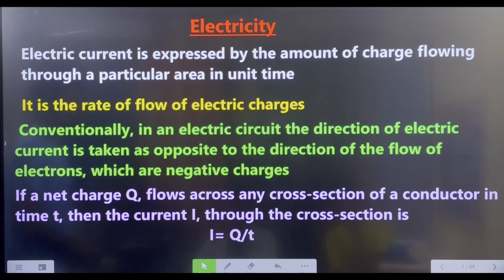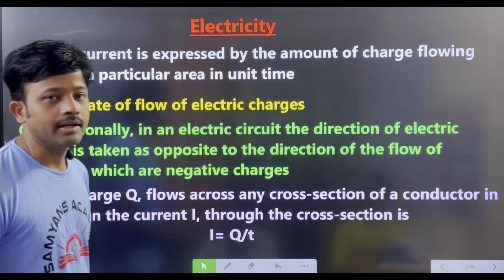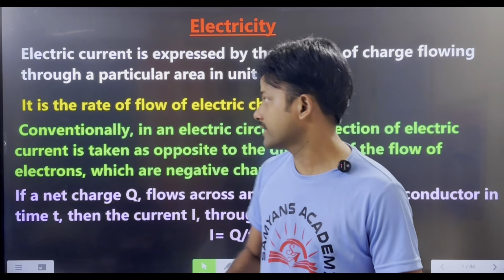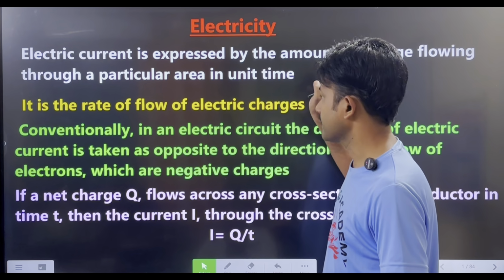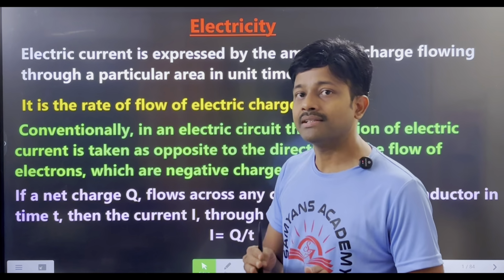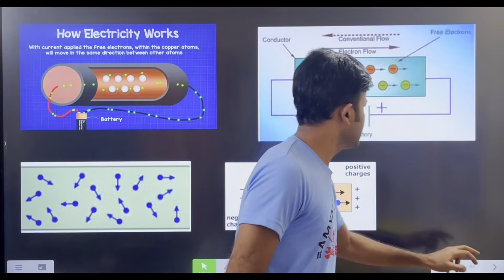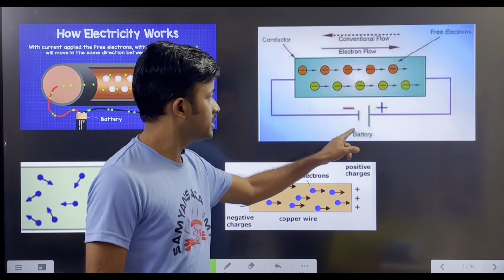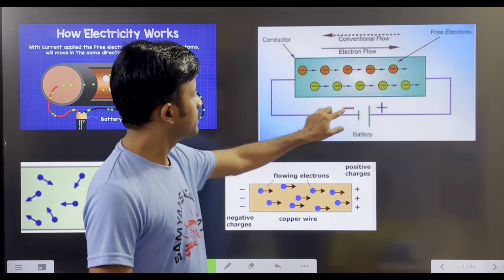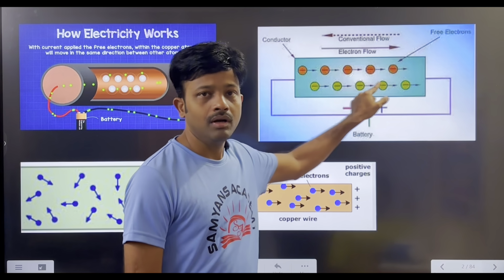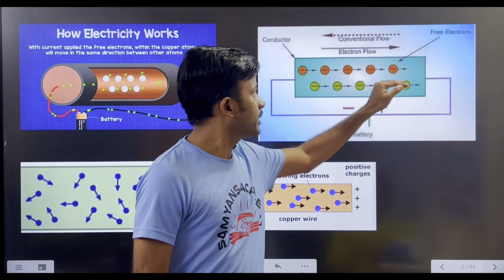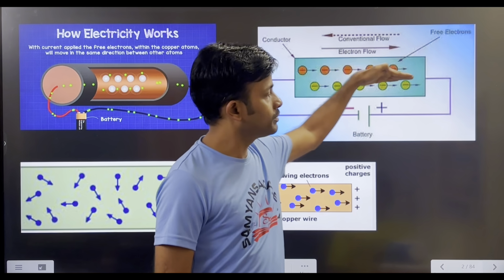Electric current is expressed by the amount of charge flowing through a particular area in unit time, and we can also call it the rate of flow of electric charges. So how can we take the direction of the electric current? Now observe here in this conductor, the electrons are moving from the negative terminal of the battery to the positive terminal of the battery. Electrons are moving from negative to positive.